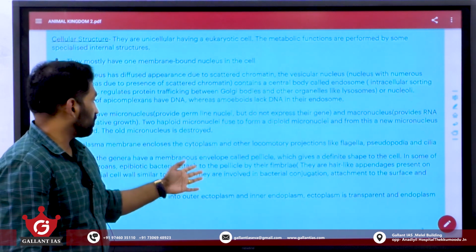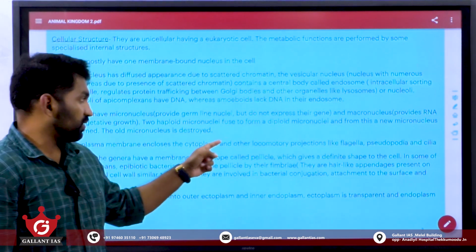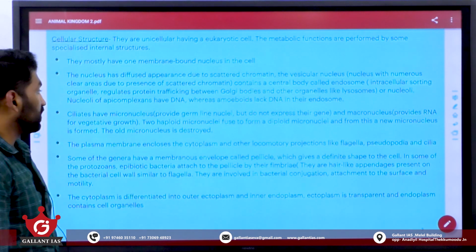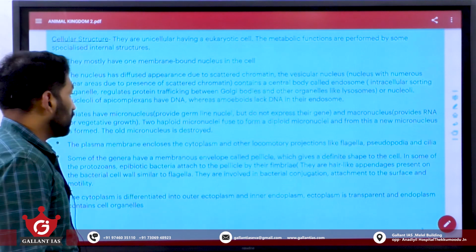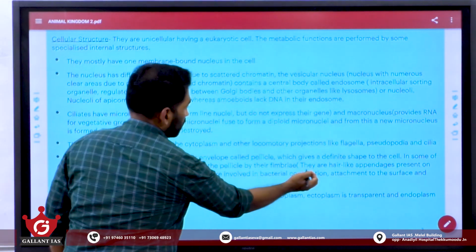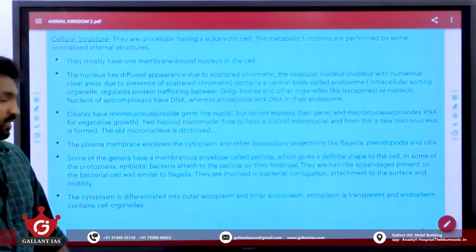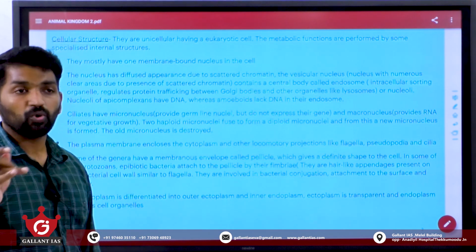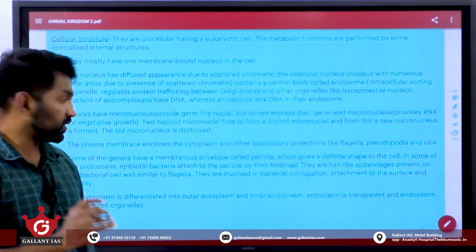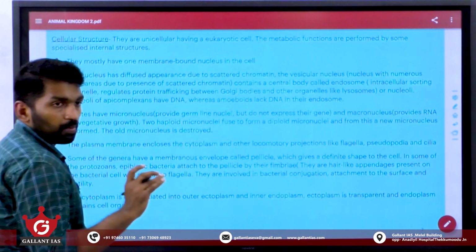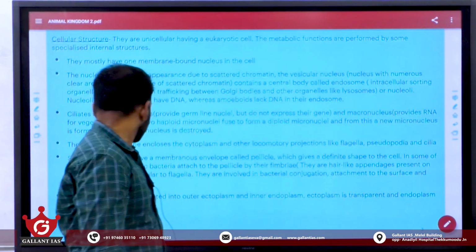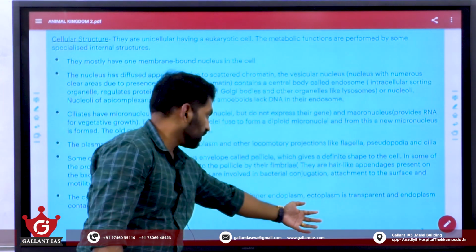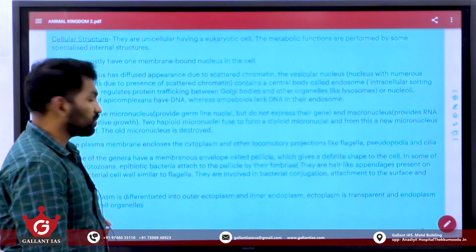Some of the genera have a membranous envelope called pellicle, which gives a definite shape to the cell. In some of the protozoan, epibiotic bacteria attach to the pellicle by fimbriae. So this term, fimbriae, is like hair-like appendages present in the bacterial cell wall similar to flagella, but this helps them to attach to their host. So it's just to attach to the host that they have structures on their plasma membrane or pellicle, that's it. So cytoplasm is differentiated into outer ectoplasm and endoplasm, just like I said. Ectoplasm is transparent, endoplasm contains cell organelles.